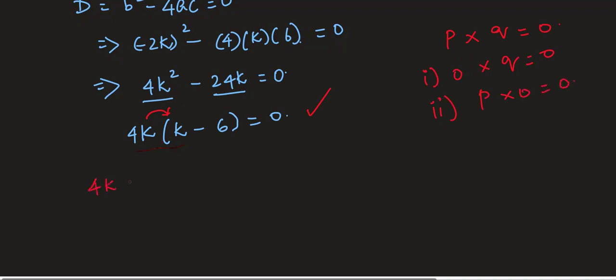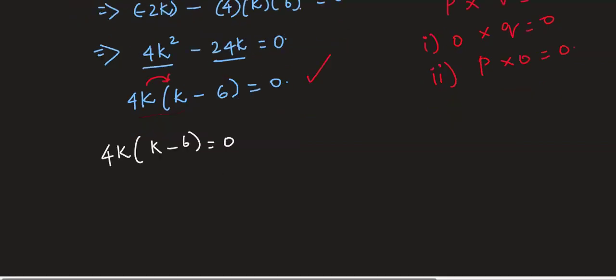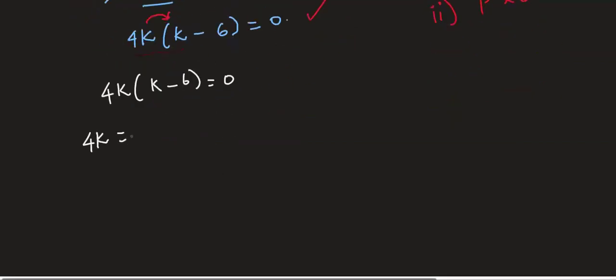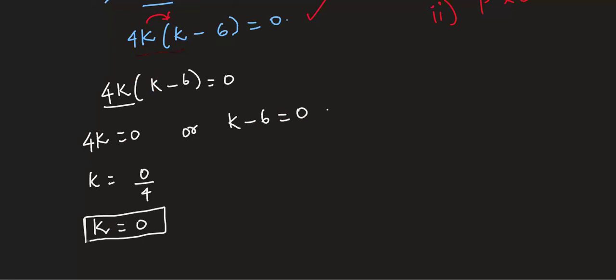So it can be 4k into k minus 6 is equal to 0. What is the first option? Either 4k is equal to 0, or we can have k minus 6 is equal to 0. So 4k is equal to 0; divide by 4 on both sides, so k is equal to 0 by 4, so k is equal to 0. So one value of k will be k equals 0. What's the other one? k minus 6 is equal to 0. Take 6 to the other side, so k is equal to positive 6. The next value of k is equal to positive 6.